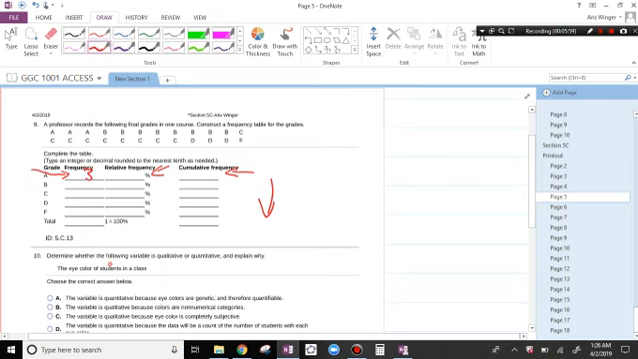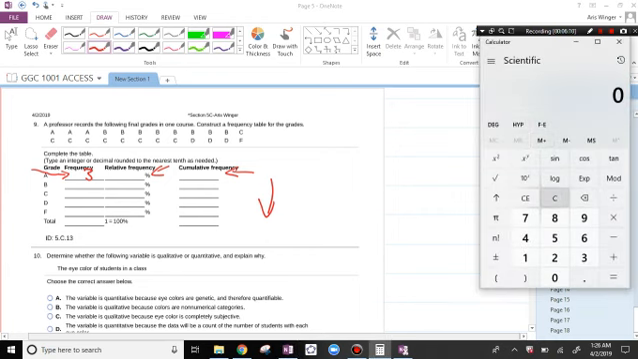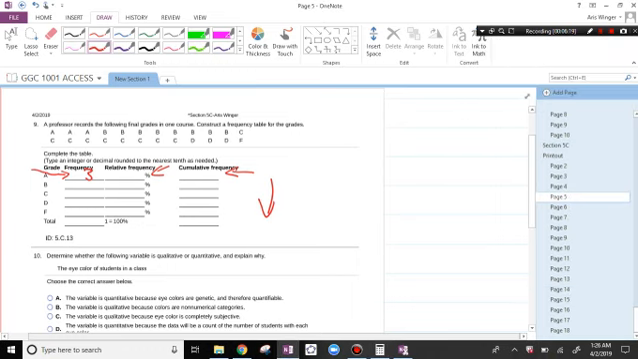And how many grades do we have total? 1, 2, 3, 4, 5, 6, 7, 8, 9, 10, 11, 12. So we have 24. So we need to do 3 out of 24 for the relative frequency. 3 out of 24, times 100, is 12.5%. So then 12.5% goes here.